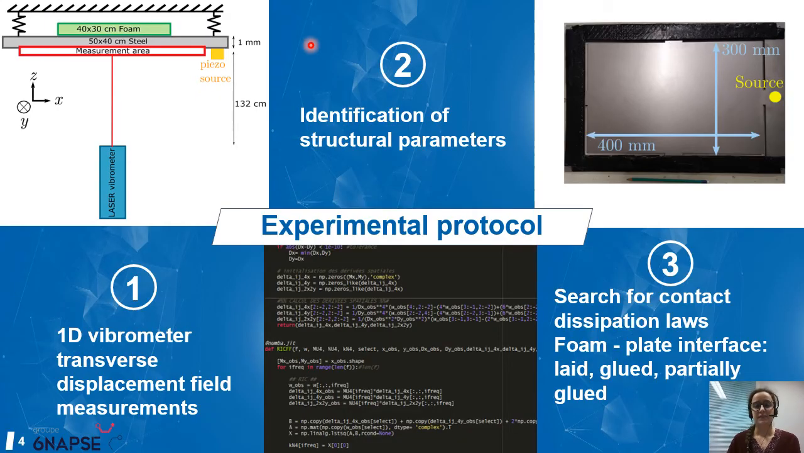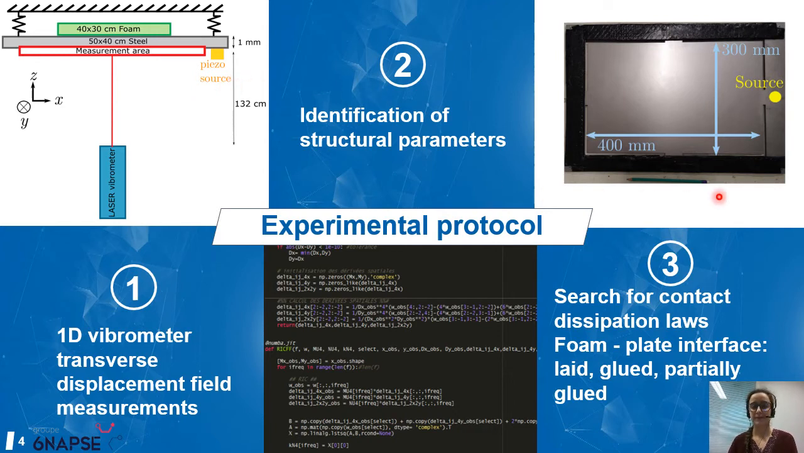The setup is composed of a suspended steel plate with a foam placed on it. Different types of interface, glued or not, are characterized. The vibrometer is scanning the area where the foam is in contact with the plate. A source excites the plate outside this measurement area.